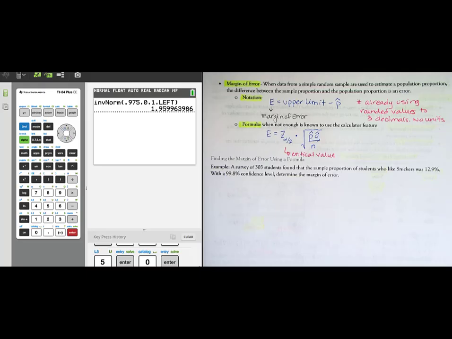But it's this gnarly looking algebraic formula that starts with z sub alpha over 2, which means you have extra work you have to do because you have to go find the critical value using all of the algebra work that goes along with that. Then you're going to multiply times the square root of p hat times q hat divided by n. So this formula, while it is completely useful and doable, has a lot of algebra that goes along with it. So you will only use this when you have to find just the margin of error, where no calculator feature is allowed or required.